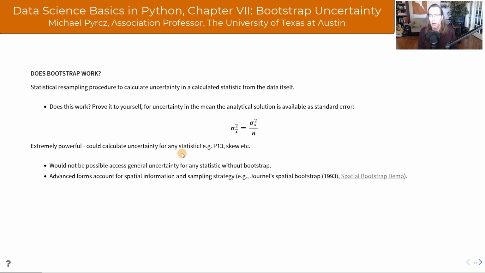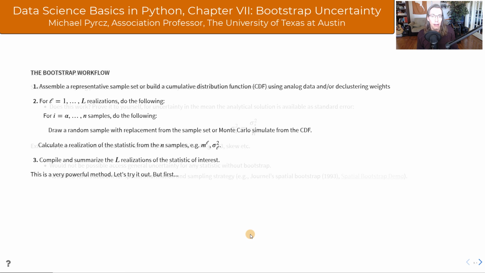Extremely powerful, could calculate the uncertainty in any statistic, you name it, you can do it. It would not be possible to assess general uncertainty for any statistic without the Bootstrap. We have analytical solutions for various statistics, but not in all generality. And what I teach my students is you could even come up with your own statistic, and you could Bootstrap that too. Advanced forms are available to account for spatial information and sampling strategy. An example of that is Journel's Spatial Bootstrap, original publication in 1993. I do have a demonstration workflow in Python of spatial bootstrap. I'm a big fan. I think it's very powerful.